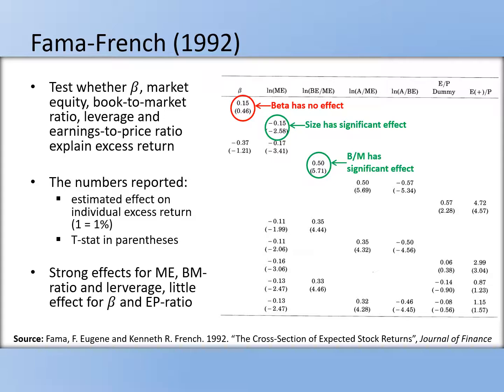Book to market, significant effect, highly significant. So it's the same interpretation, positive effect. So this is book to market, BE over ME. So these are all just individual. They basically try every variation here, right? Try book to market, beta and log ME. If you put beta and market equity together, then market equity is significant.